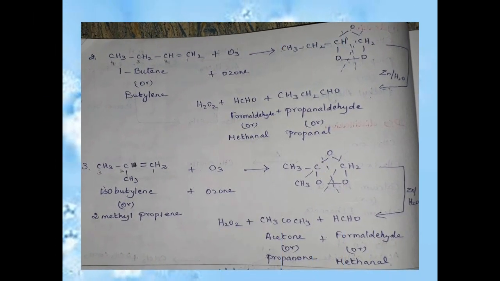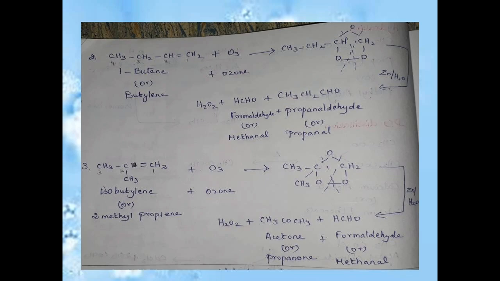The second example, in this one butene is added with ozone. Which one has the double bond? The first carbon and second carbon have the double bond. The double bond alone is cleaved, that is, broken, and then the first carbon gets one oxygen, the second carbon gets another oxygen, and one more oxygen is shared by the first carbon and second carbon.